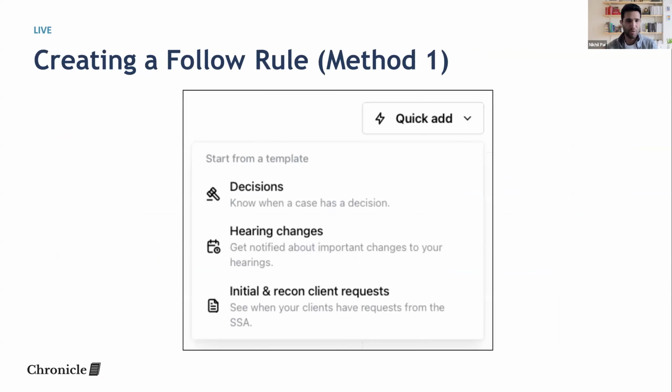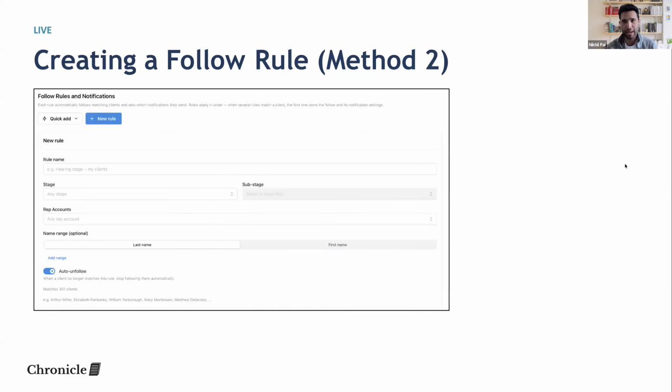There's a quick add button. So if you want to quickly add one of our templates, you can just click those buttons and it will generate the rules for you. Or you can click the new rule button and create it manually so you can really dial it in. Just so you know, if you quick add, you can customize those as well. But if you want to start from scratch, that is the follow rule.